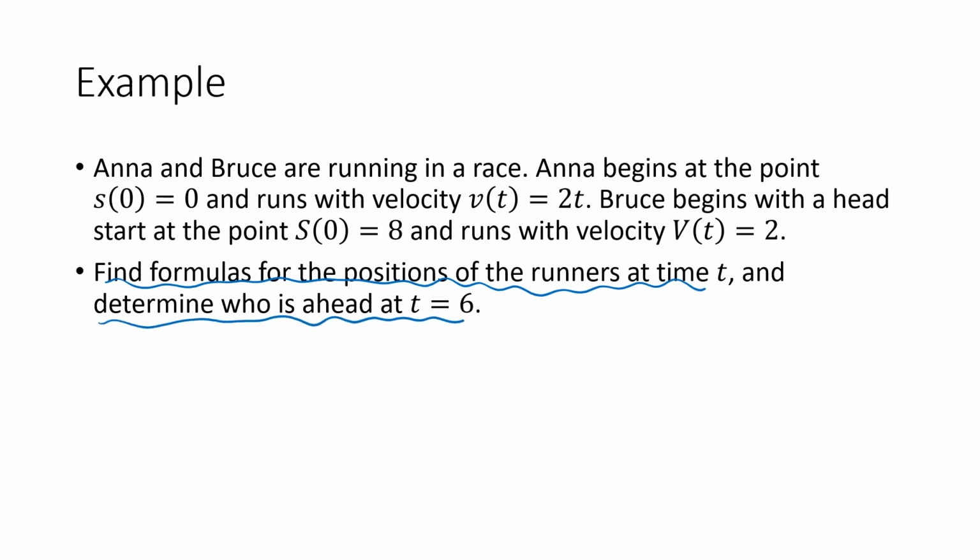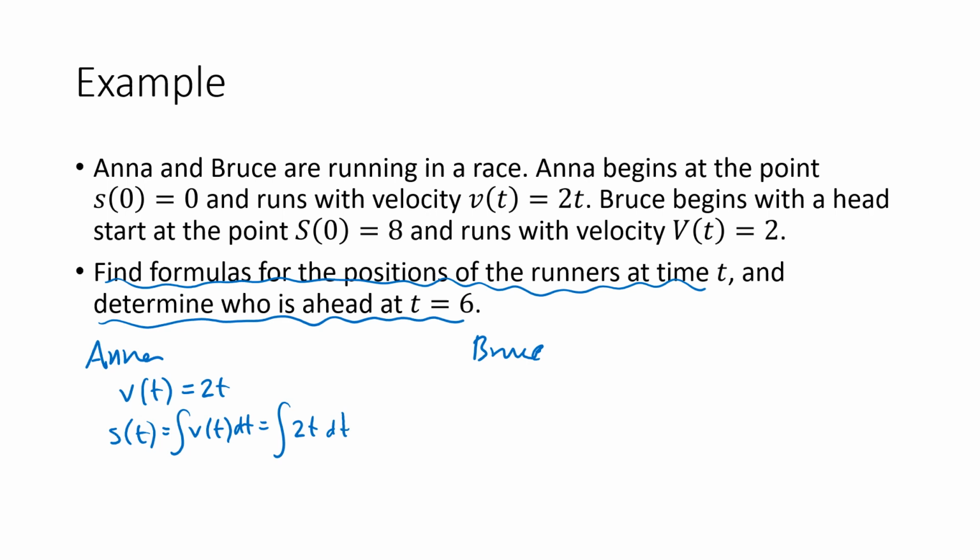So we're given velocity, so we're going to do Anna here, and we're going to do Bruce over here. We're given the velocity for Anna, which is v of t equals 2t. So the position s of t is an antiderivative of v of t. That'll be the antiderivative of 2t, so that'll be t squared plus c for some constant c.